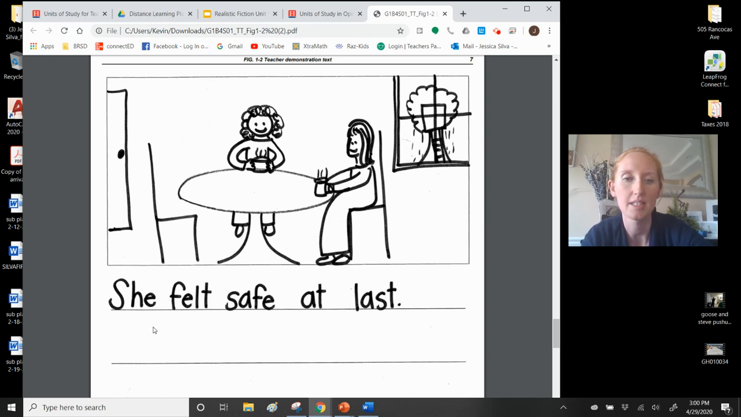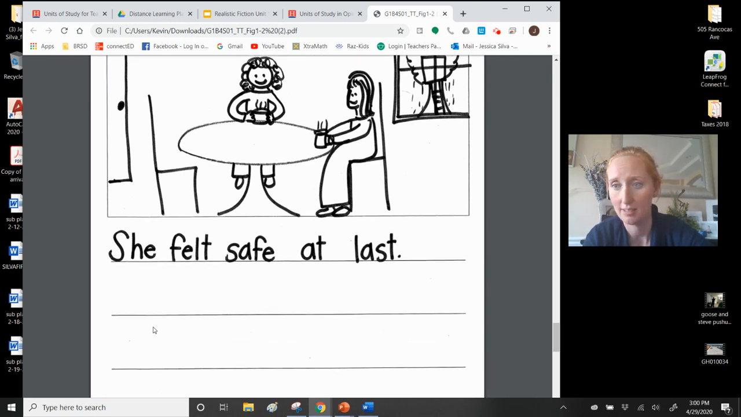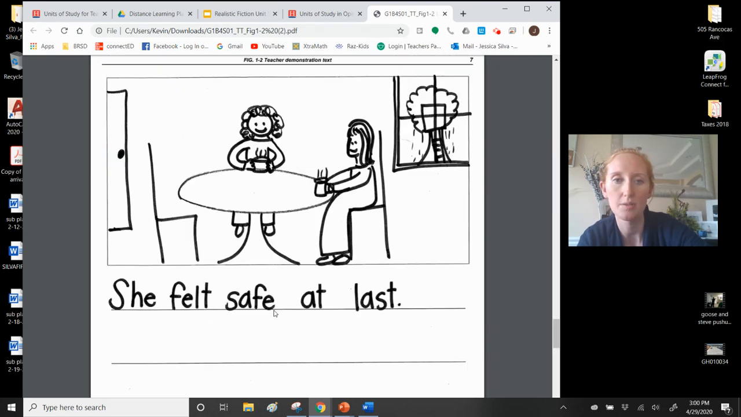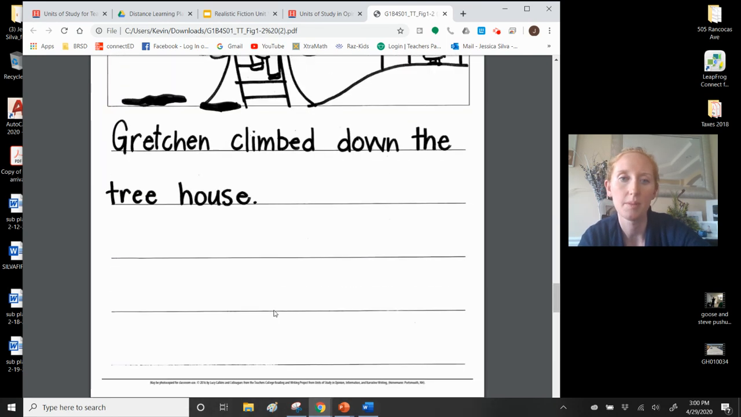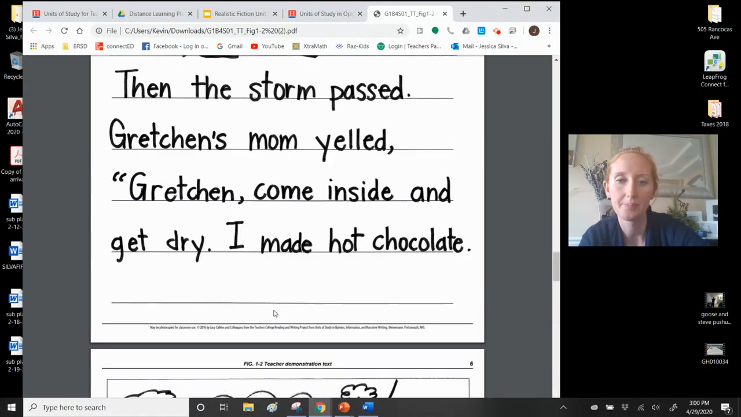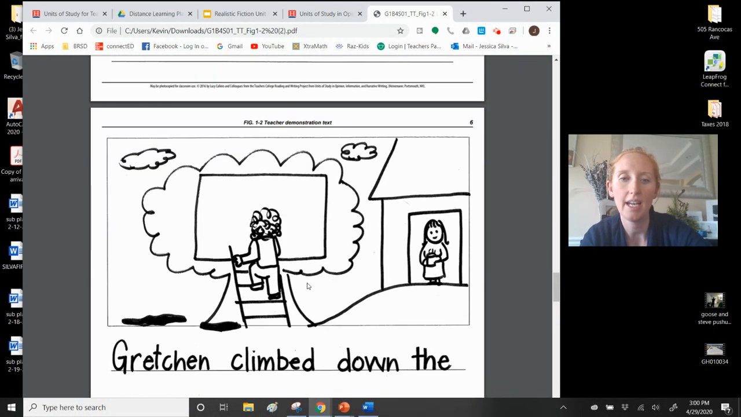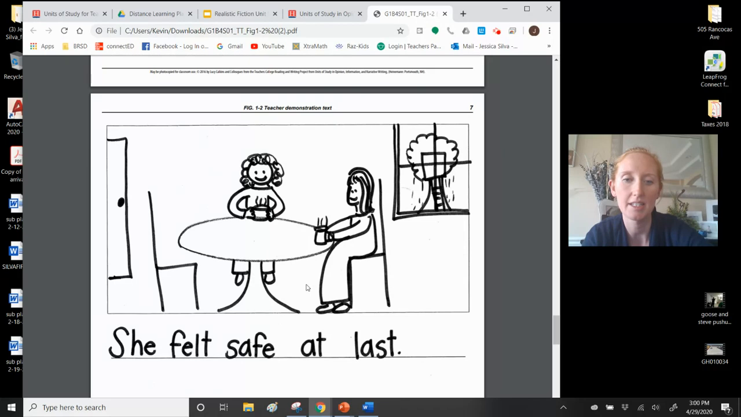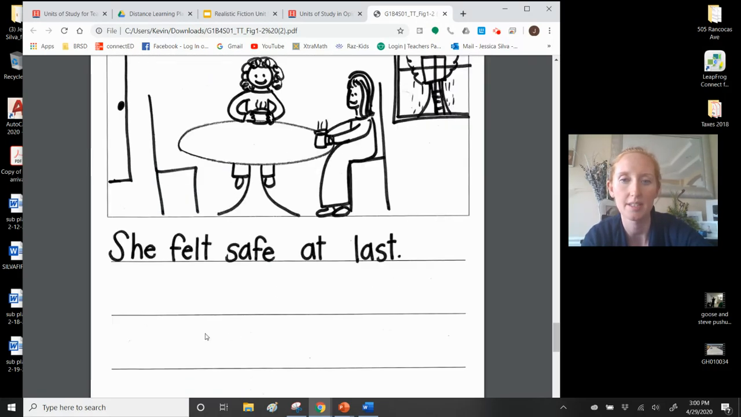Maybe I would put in something here about what her mom is feeling, right? Would that be a good idea? I could say that her mom was happy that Gretchen was safe. They enjoyed their drinks together, their nice warm, what was it, hot chocolate, right? Hot chocolate. So I could add some more details to this last page. I would put a couple more sentences here. That's one thing I would revise.